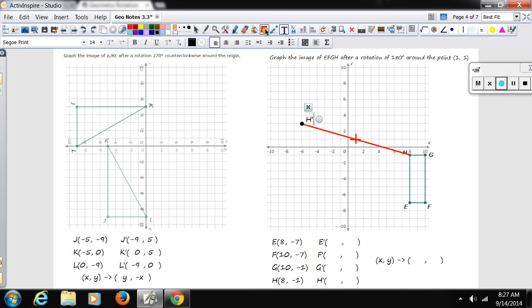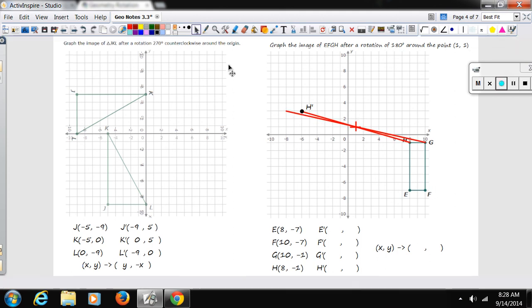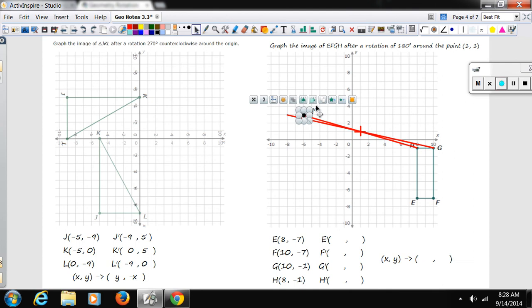Okay, the next point, G, needs to do the exact same thing. G needs to make a straight line up 2 and over 9 because it's farther away. And so going straight up 2 and over 9 is going to put us right there. So up 2 over 9, this is going to be G prime. So let's put that in.